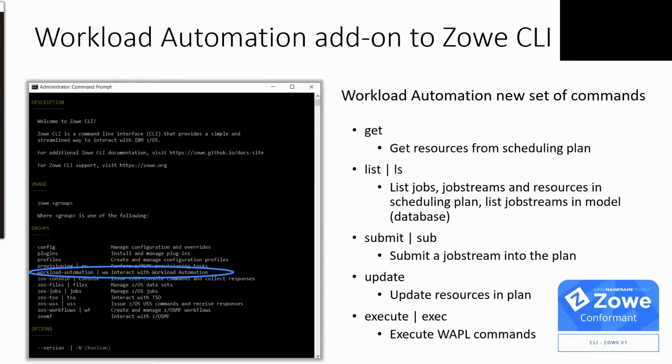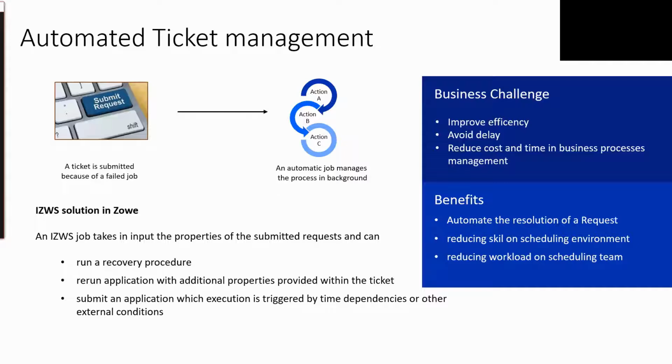You can submit a job stream in the plan. You can update a resource in the plan, and a very good extensibility point is that there is a command to execute a WAPL command. WAPL, that is the workload automation programming language, is a historical extensibility point of the product. You can leverage the existing commands or create new commands, and then you can execute them starting from the Zowe command line extension. That said, I would leave the podium, the screen, to Federica, who will go through this scenario and another couple of scenarios in a live demo.